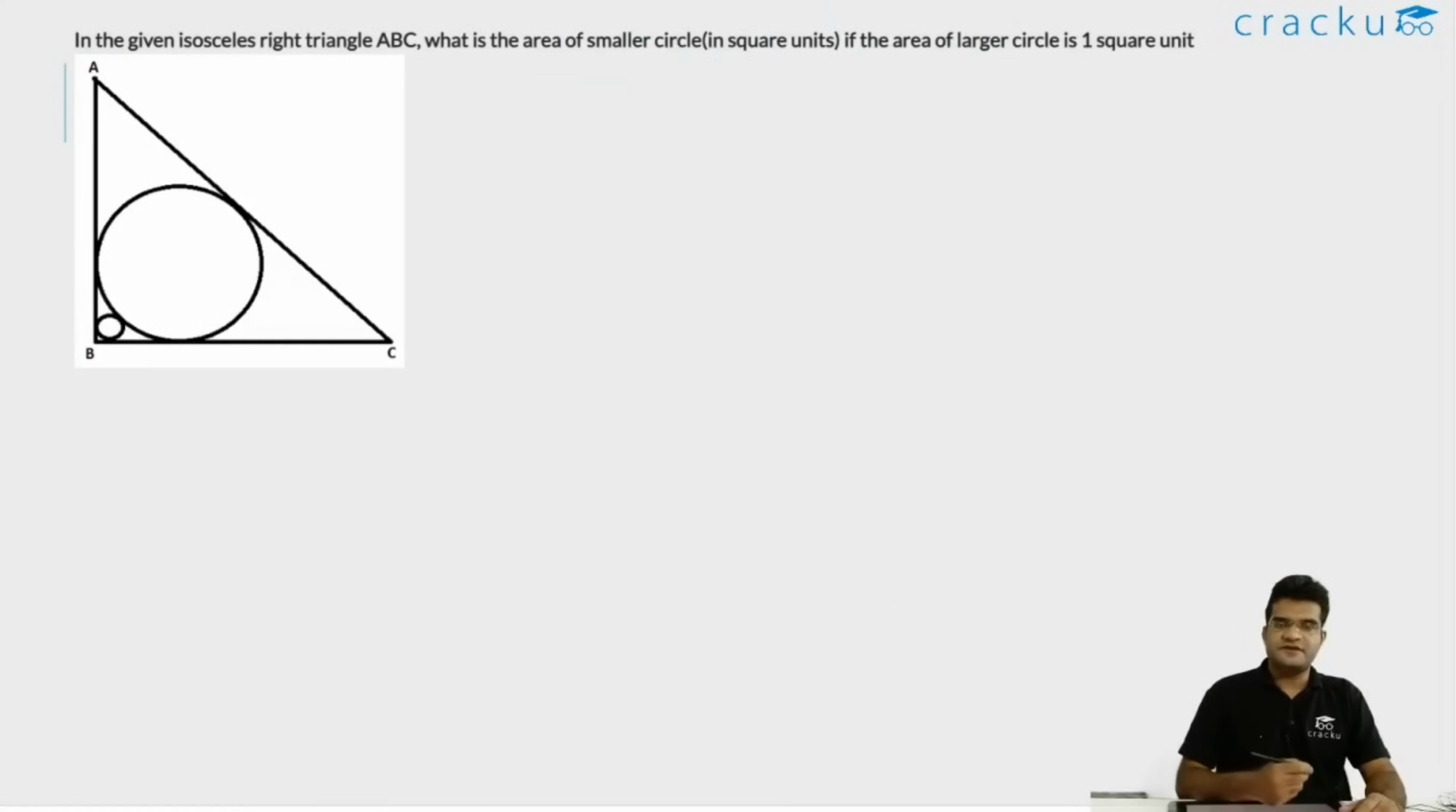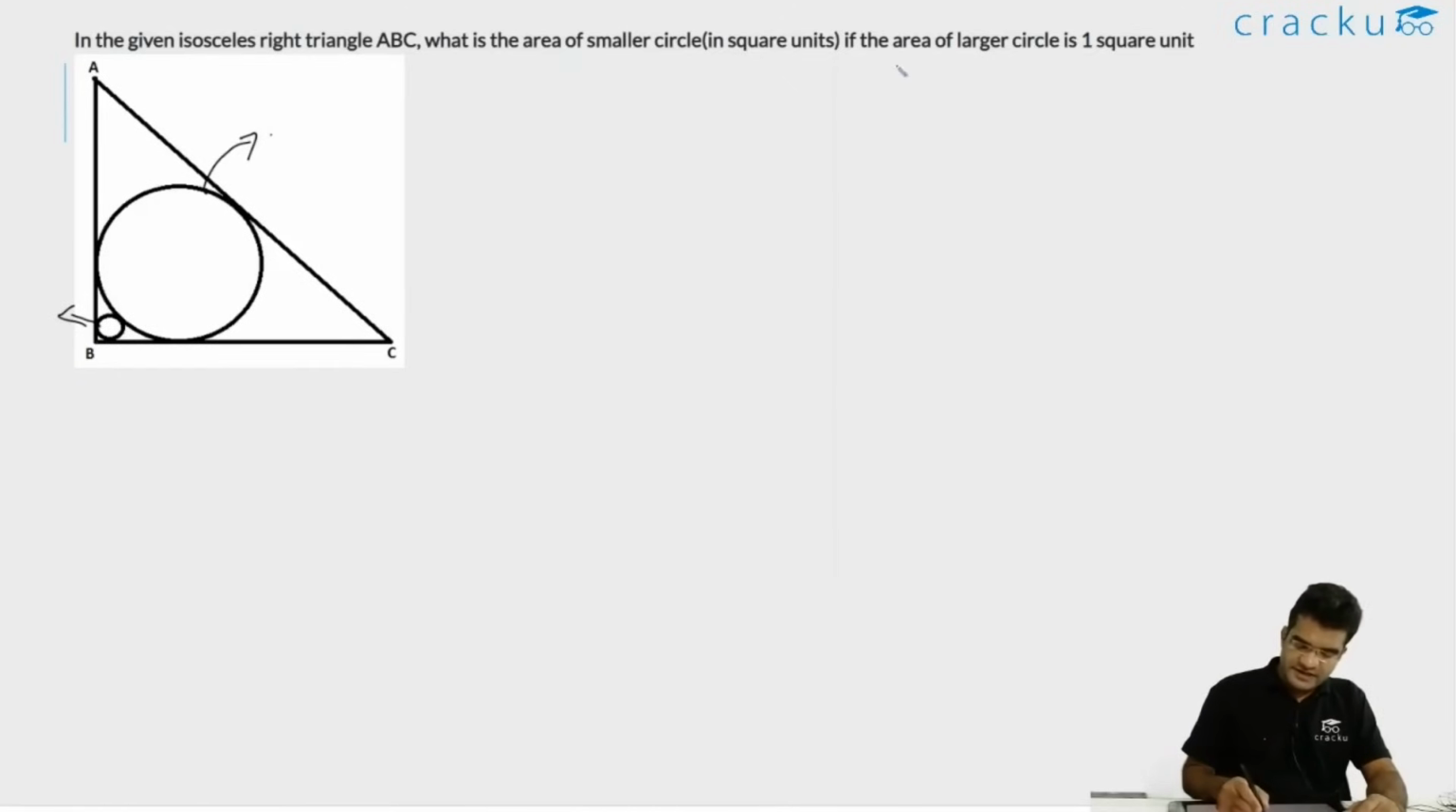In this question, we are given a right-angled isosceles triangle ABC, and we are given its incircle. The larger circle that you see in the diagram is the incircle. The incircle is the circle whose center is the point of intersection of all the angular bisectors. We are also given another small circle that touches the incircle and the sides AB and AC, and we are required to find the area of the smaller circle.